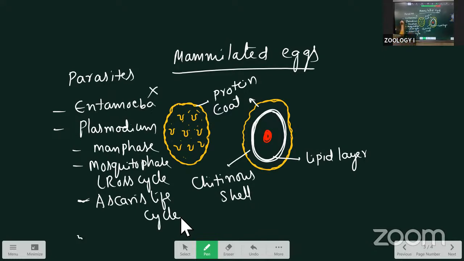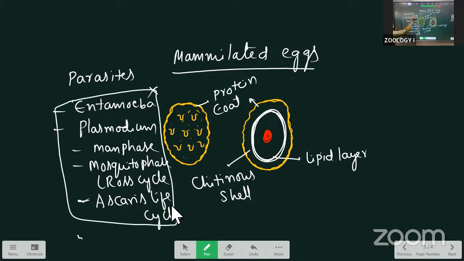You prepare all these LAQs. Entamoeba you also learn, sometimes they give it also. That's why you practice this one slightly also. And the remaining are the Plasmodium mosquito phase, Ross cycle, and Ascaris, the very important questions. If it is not coming, the man phase will also come. With this, inside the parasite biology in human welfare, we completed the total LAQs.